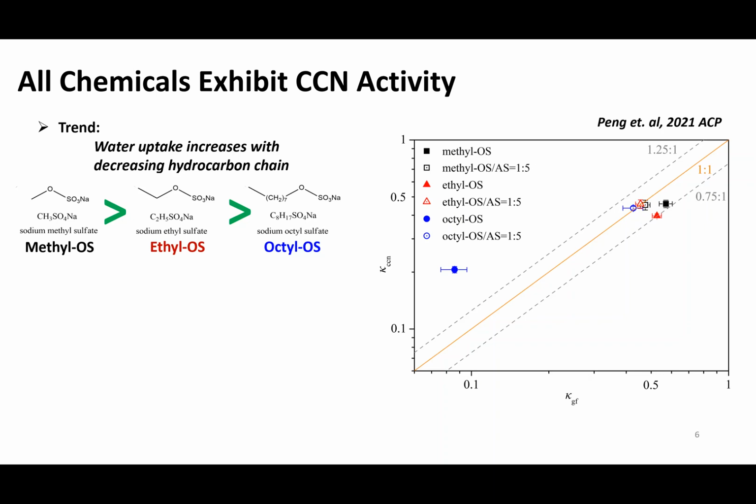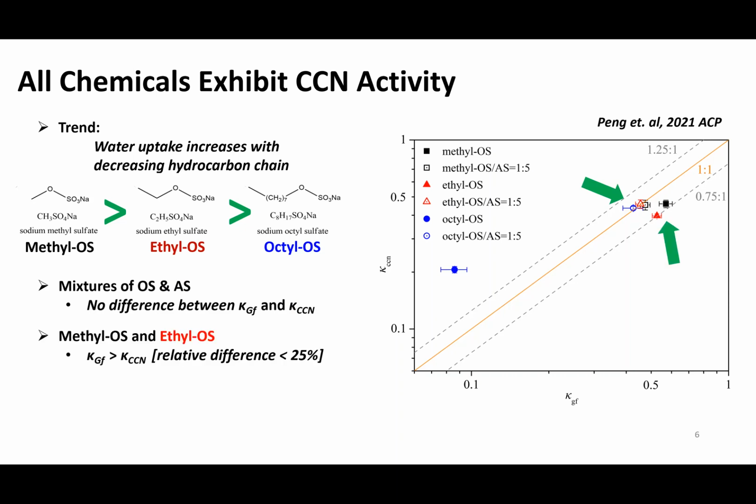This figure compares the CCN kappa and growth factor kappa for each of the systems. First thing we see is that there is no difference between growth factor kappa and CCN kappa for the internally mixed systems. Second, we see that for the pure methyl OS and ethyl OS, growth factor kappa is bigger than CCN kappa, but only with a relative difference of less than 25%. This can be attributed to the uncertainty that is associated with kappa calculations.